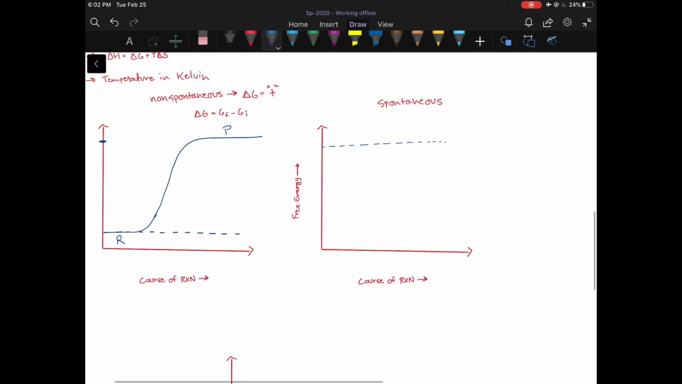And now for the spontaneous reaction, it's the opposite. So our reactants are right here and our products down here. Our reactants will have a higher free energy value, and our products will have a smaller free energy value, and that gives us a delta G which is negative.